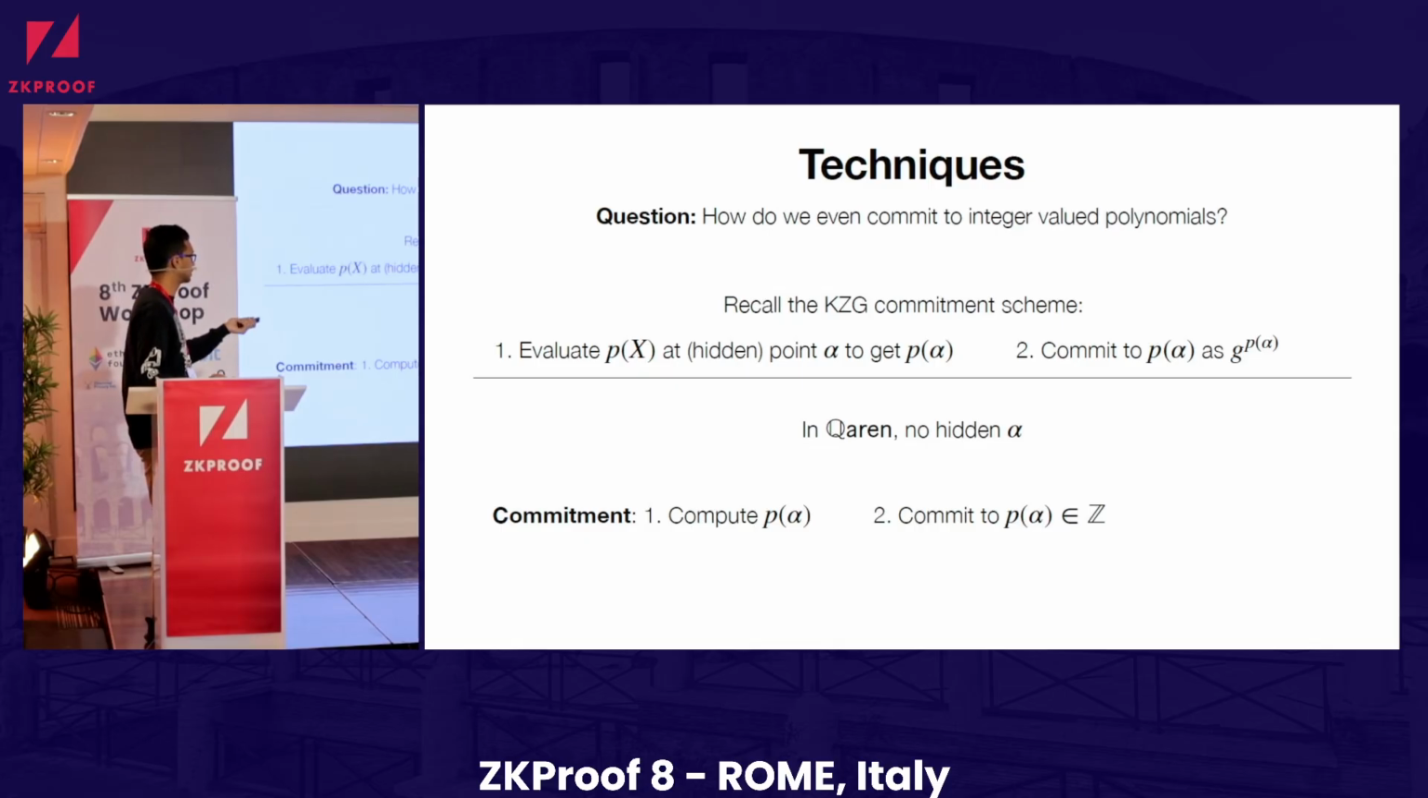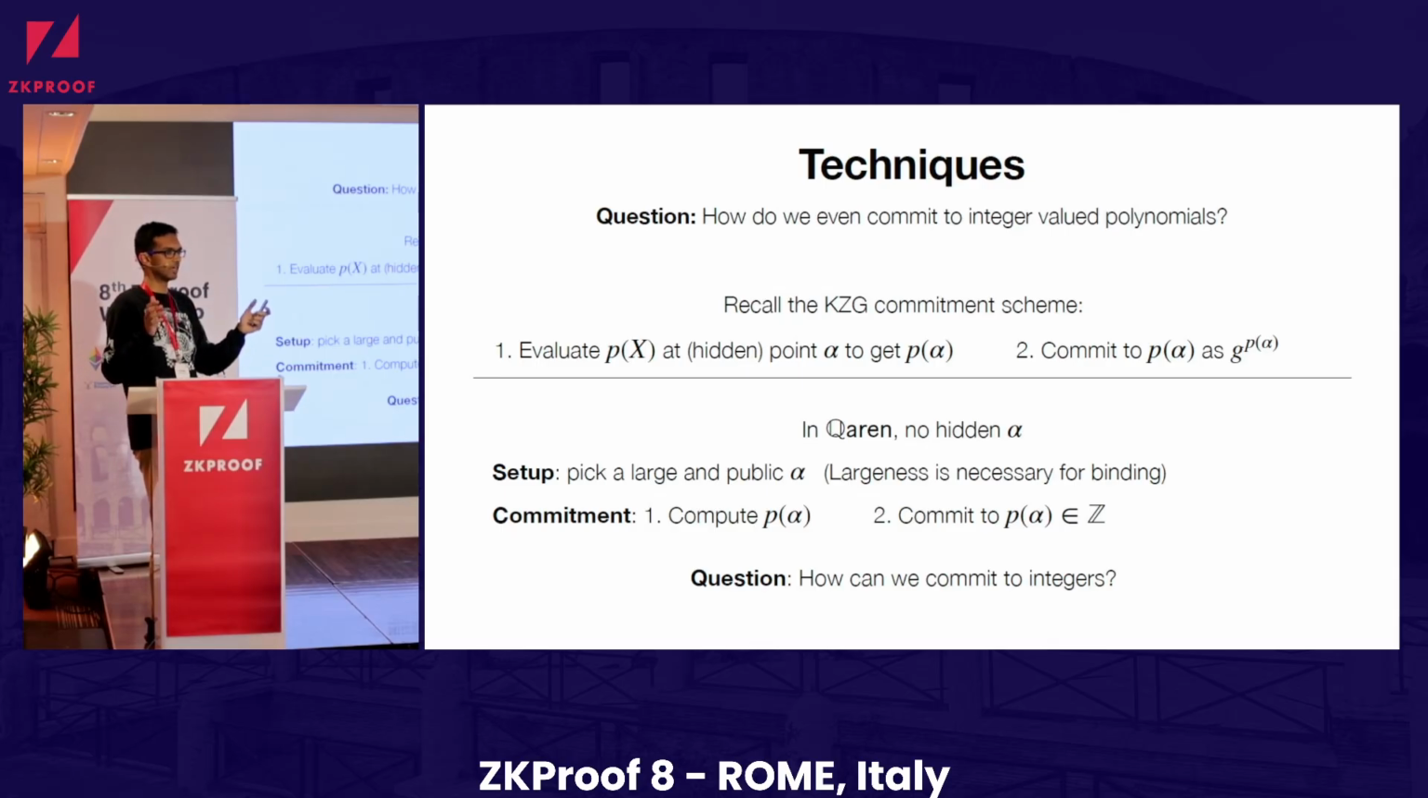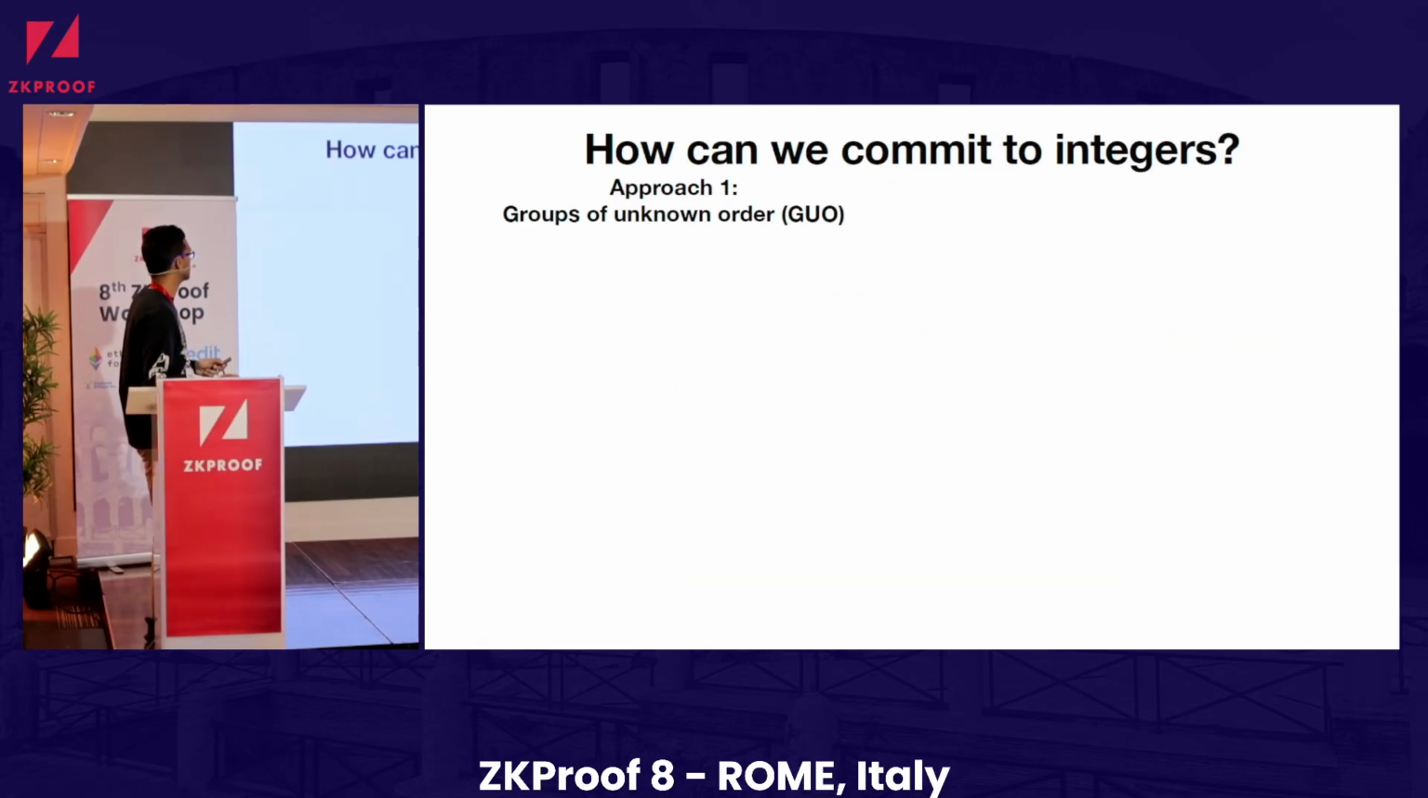Of course, I haven't told you how to commit to an integer. But all I've done is reduce committing to a polynomial to committing to an integer. This alpha has to be large, so you can actually reversibly get P from P of alpha. This just tells you that if you want to work with lots of numbers, you can reduce it to working with just one number, but really, really large. So how do you commit to an integer?